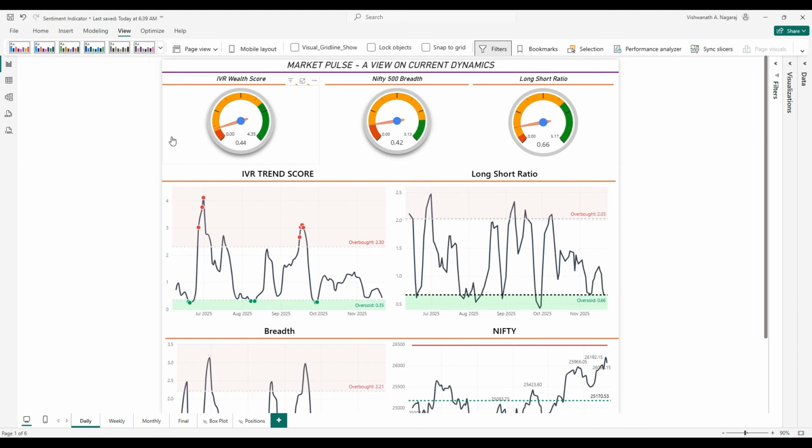Very clearly, the score is at fear level, breadth is at fear level. There is some scope for falling in the long short method, right? Where shorts are decently placed, but not really very heavy. And this is the daily view.